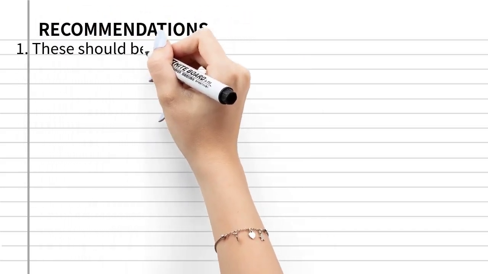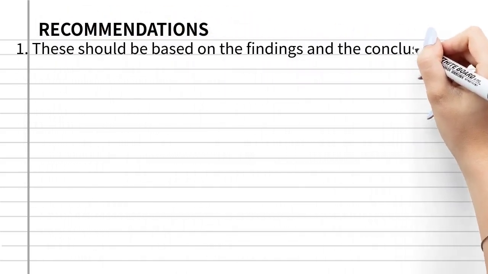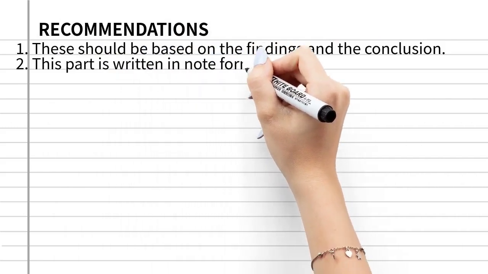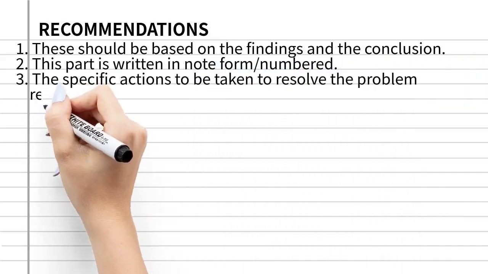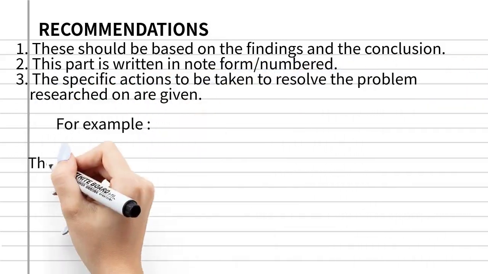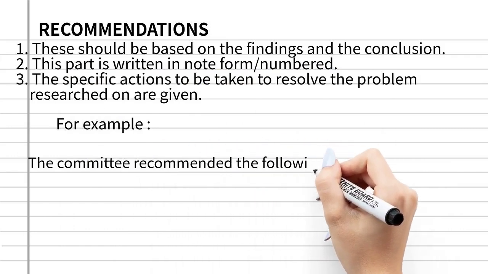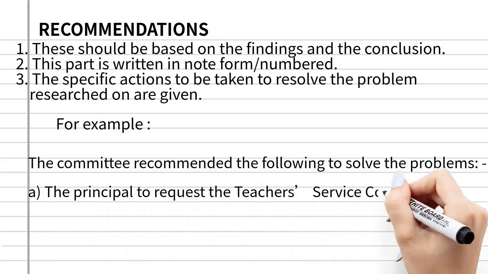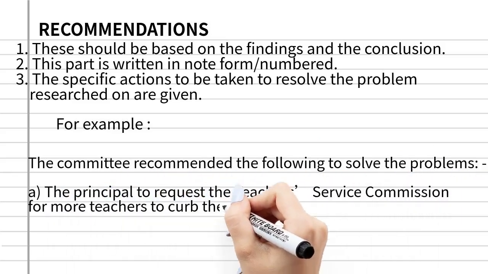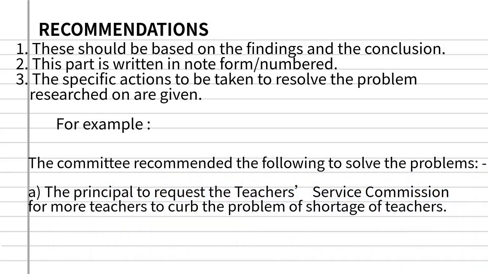After the conclusions, we have the recommendations. These should be based on the findings and the conclusion. This part is written in note form or numbered. The specific actions to be taken to resolve the problem researched on are given. For example, the committee recommended the following to solve the problems. A. The principal to request the Teacher Service Commission for more teachers to curb the problem of shortage of teachers.